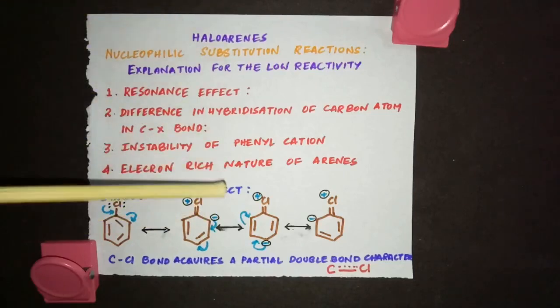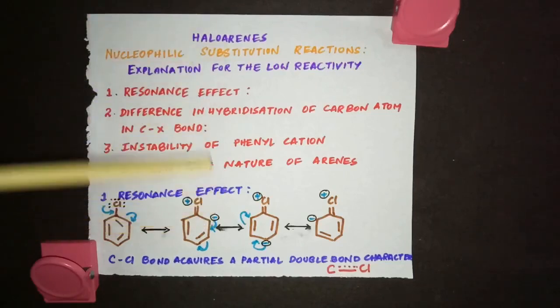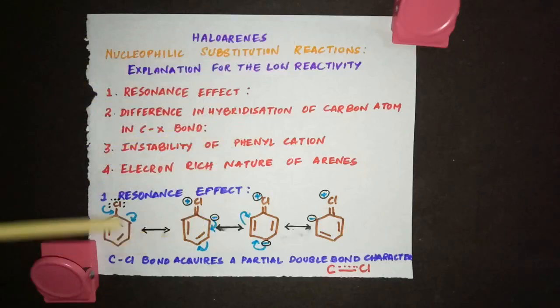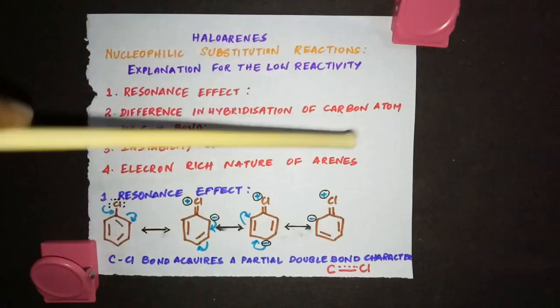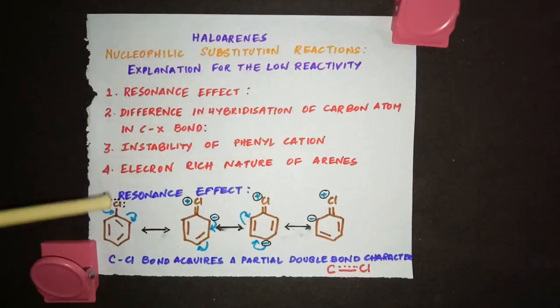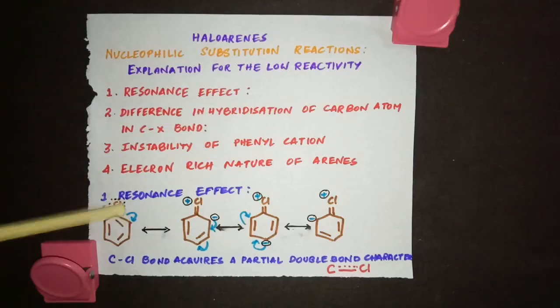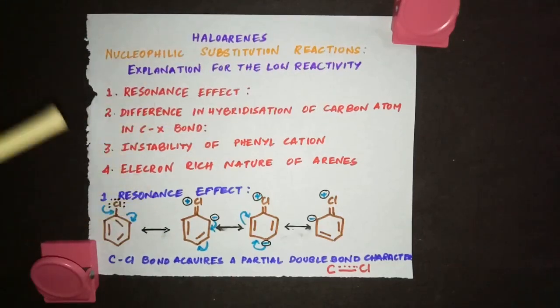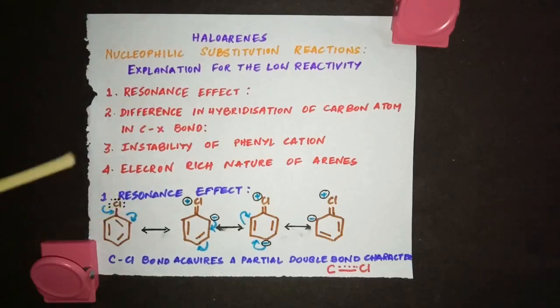Remember, what are we talking about? We are talking about the reasons for the low reactivity of these haloarenes towards a nucleophile. So, what should actually happen when a nucleophile comes? It should come here and replace this chlorine. For example, if you're treating it with OH minus, the Cl should go out and OH minus should come here, and you should end up with a phenol. It should happen easily, but it is not happening.